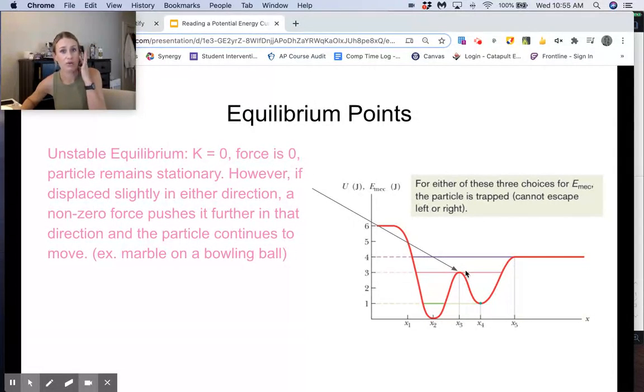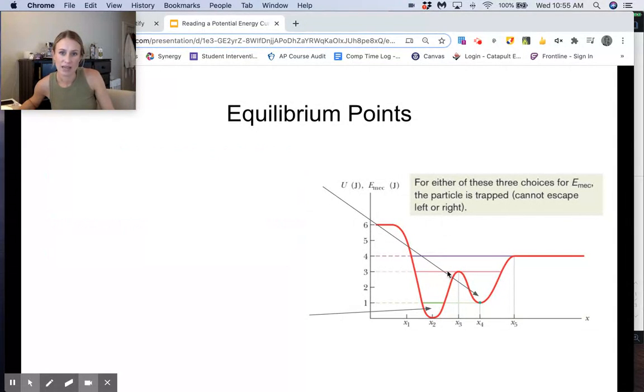and therefore we will start moving. So we have a kinetic energy of 0 here. Force is 0 because the slope of this curve at this point, x3, is also 0. However, if it's displaced slightly in either direction, a non-zero force is going to push it farther in that direction, and then the particle will continue to move. So if we have something like a marble on a bowling ball, it could balance there, but it's very precarious. So this is an unstable equilibrium point.